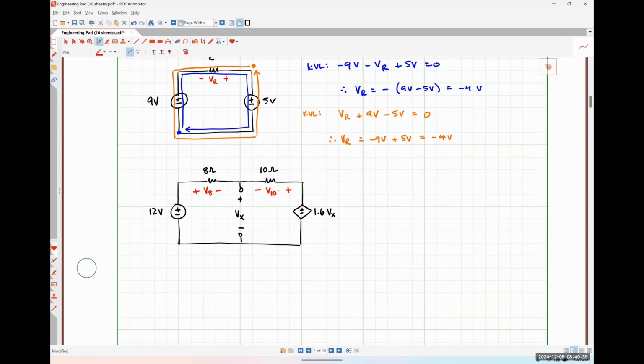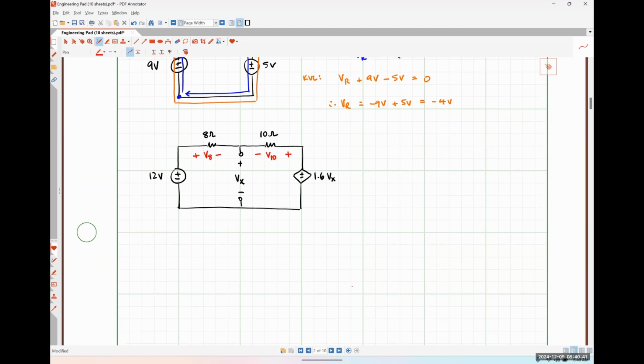So let's figure out what we're actually looking for in this circuit. Okay, that might be useful for us to have a goal. Okay, so I'm going to say that what we are looking for in this particular circuit is the power supplied by our dependent source.